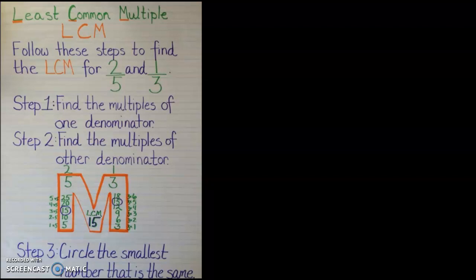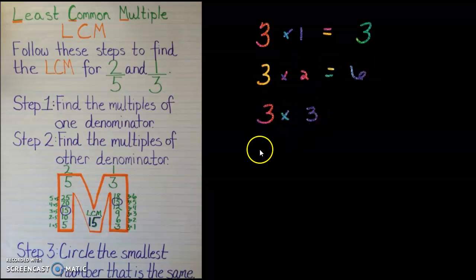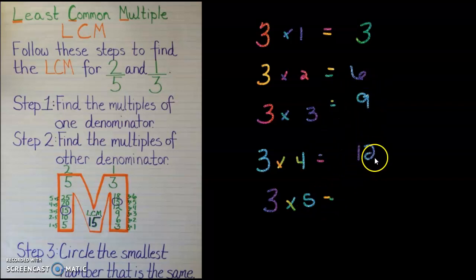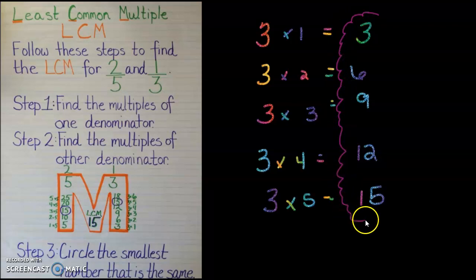A multiple is when you have a number and you go ahead and multiply it by 1, 2, 3, 4, 5, 6, 7, things like that. For example, let's look at the number 3. The multiples of 3 would be 3 times 1, 3 times 2, 3 times 3. I'm just going to write this out. 3 times 4, 3 times 5. So we have 3, 6, 9, 12, and 15. These are your multiples of 3.